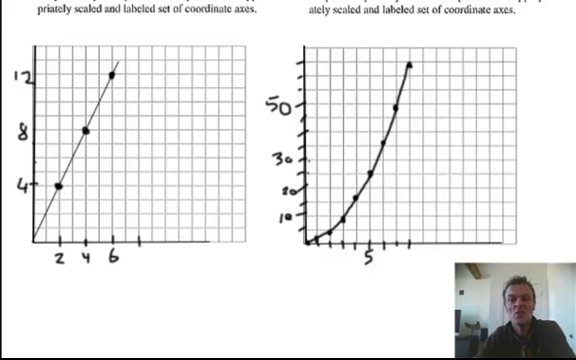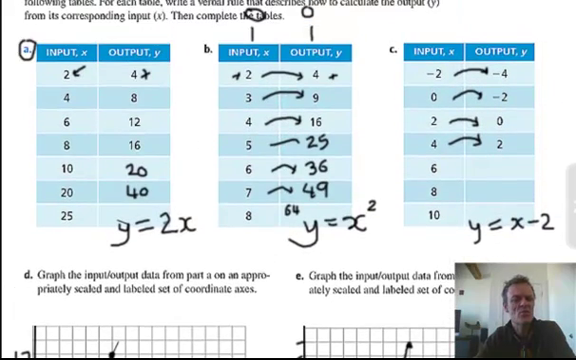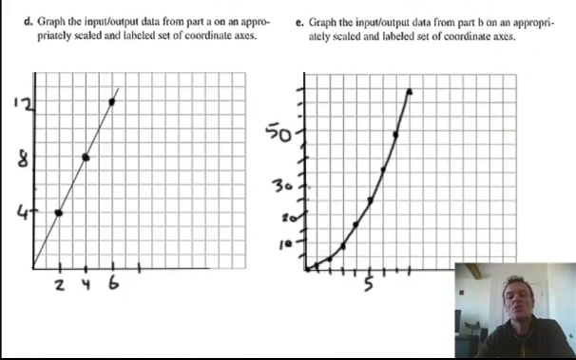So that's just me figuring out what the equation is, using some points, realizing what's happening there to create some more points, and then plotting the points on a piece of graph paper. Okay?